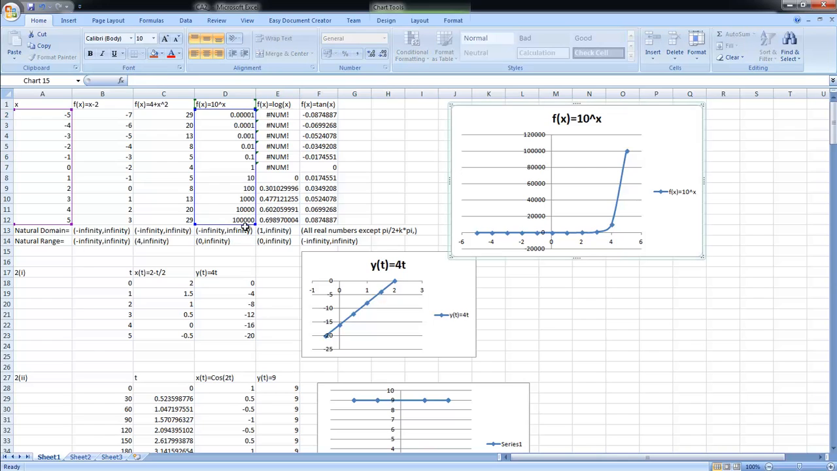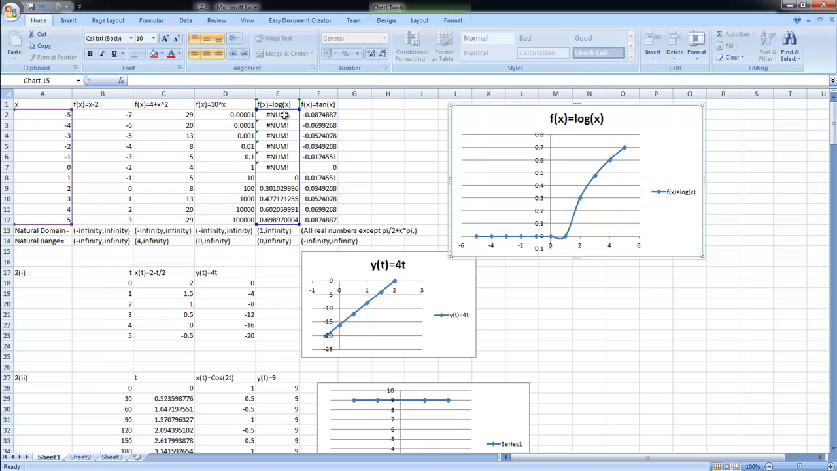And this, which is log, is unavailable before 0, so when it's log 1, the answer would be 0. So it basically starts from 1. The natural domain would start from 1 to infinity, and it goes from 0 to infinity. That's the natural range. And on tangent, the natural domain is all real numbers except pi divided by 2, and the natural range would be minus infinity to infinity.